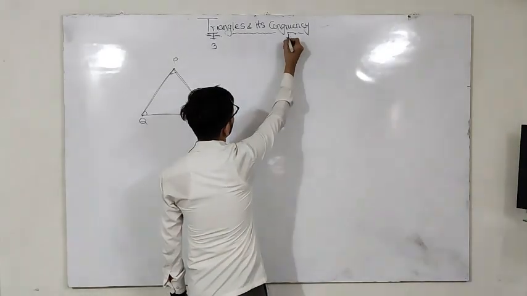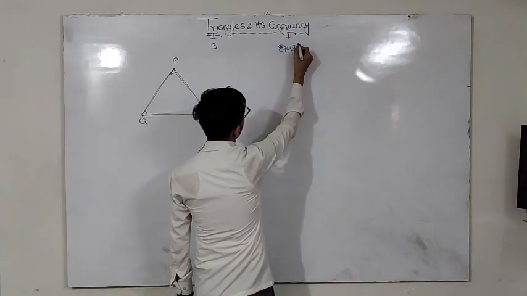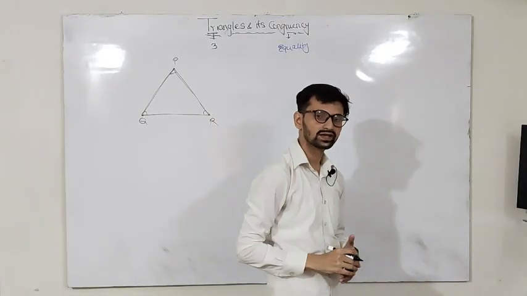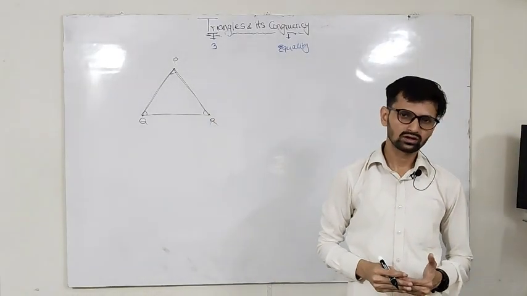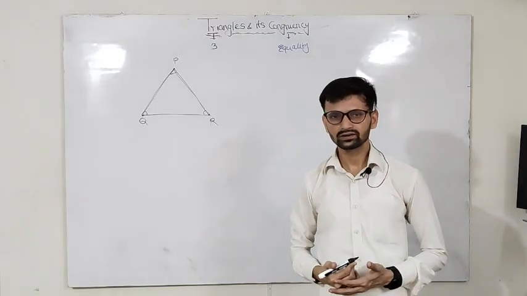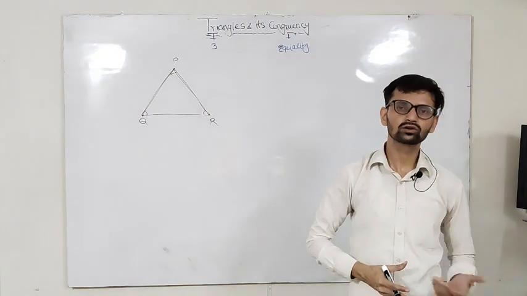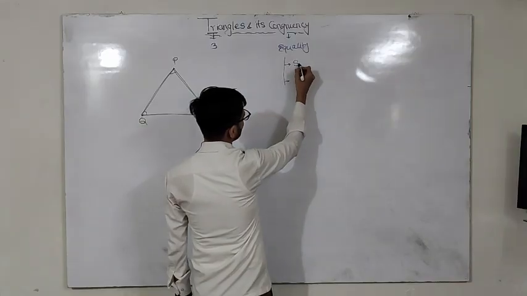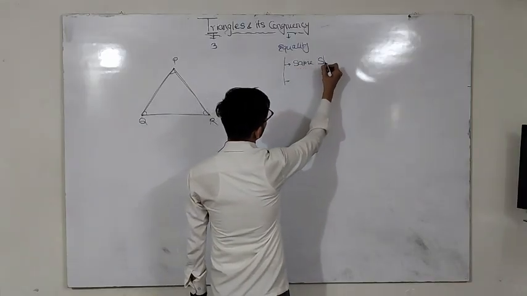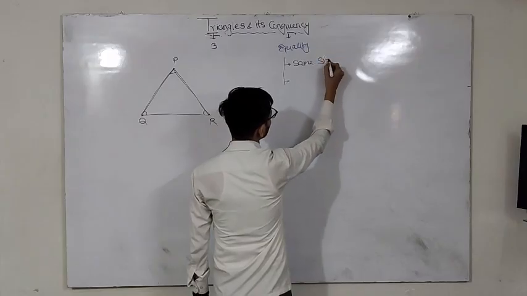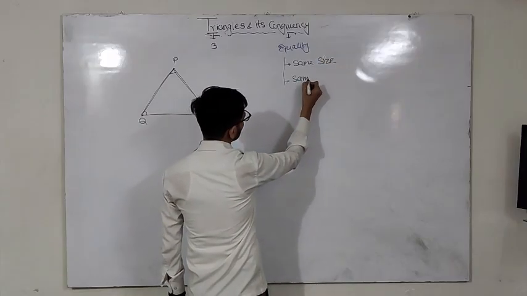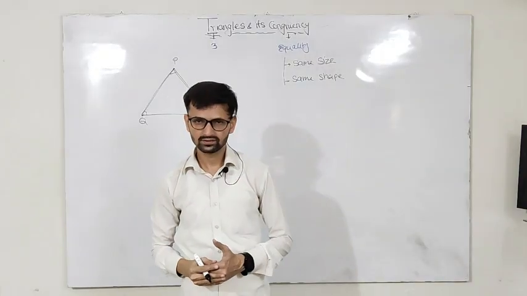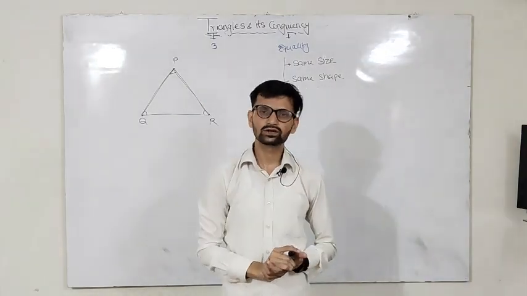Now the second term is congruency. In simple English we can say that congruency means equality. If two figures are equal in all respects, then they are said to be congruent figures. But in geometry, how can we know whether these figures are equal or not? We can know by two things. First one is their size, and second one is their shape. If the figures have the same size and same shape, then they are said to be congruent.